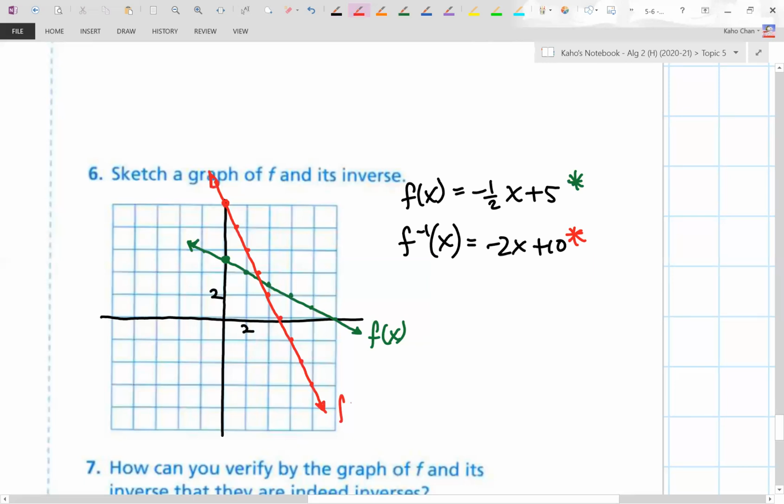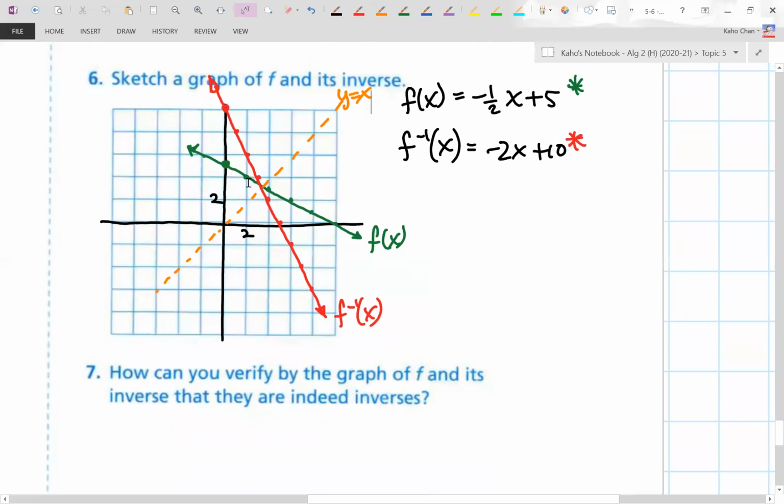Crazy. And are they a mirror image across y equals x? They certainly are. How can you verify by the graph of f and its inverse? Well, it's a mirror image along the y equals x line.